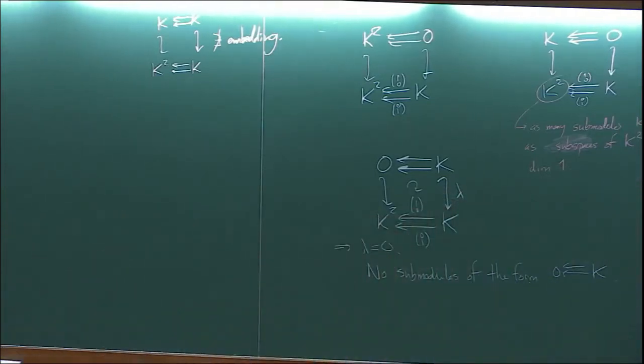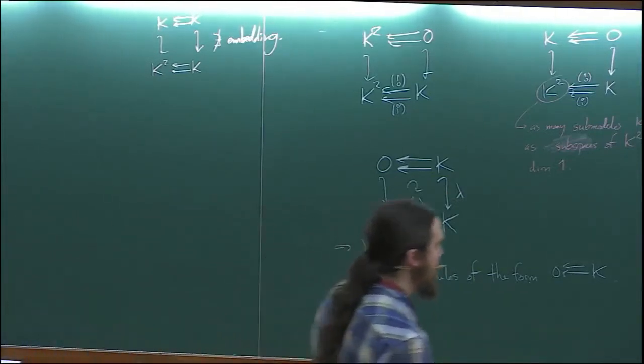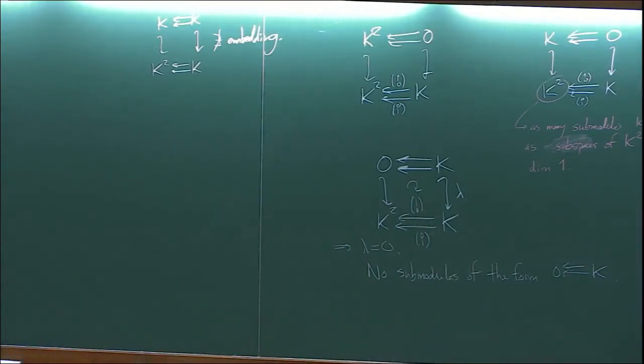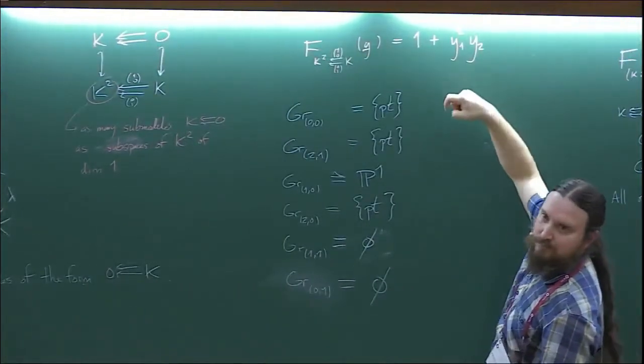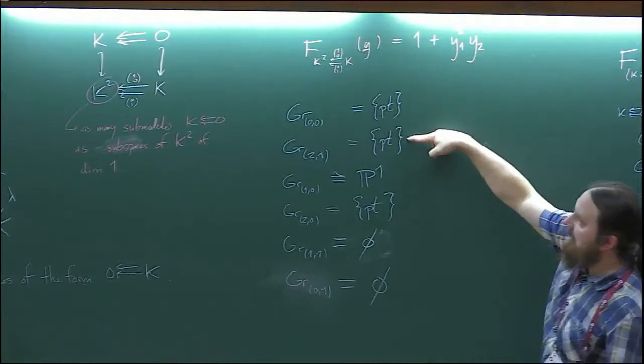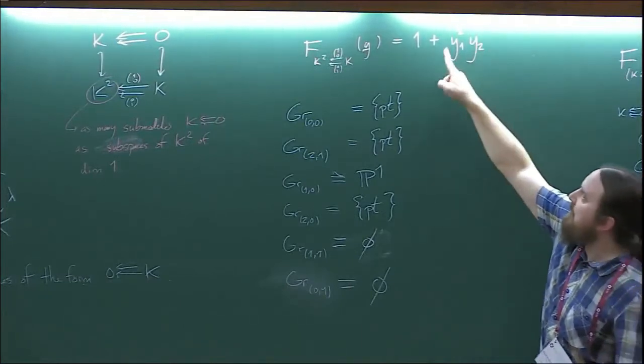So now we've computed everything. We can write down what the F polynomial is. There's one term for this Grassmannian, dimension vector 0, 0, so that's 1 times the Euler characteristic of a point. That's 1 as well. Next, dimension vector 2, 1, so that's going to be y1 squared times y2, times the Euler characteristic of a point. So the coefficient in front of it is 1.